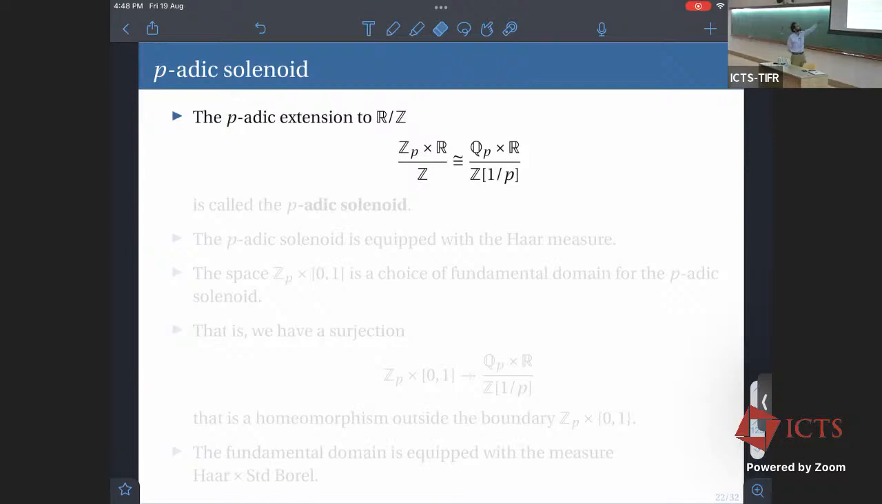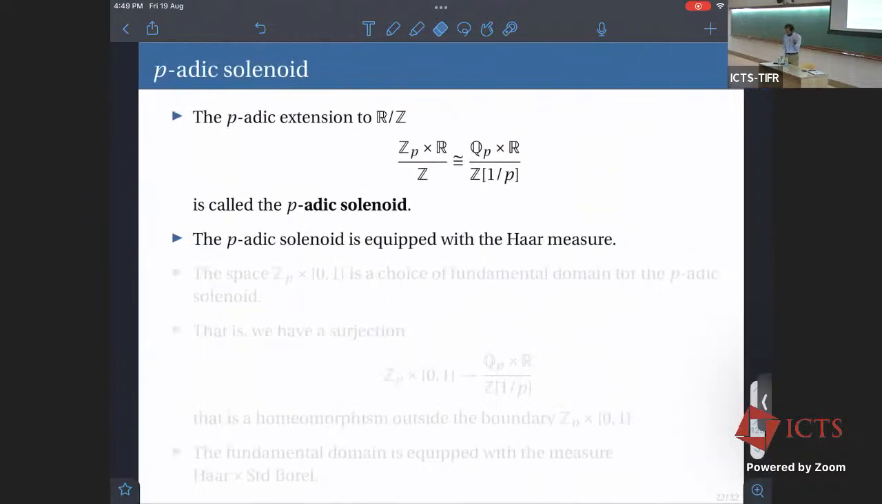So it's just, instead of R mod Z, I'm just going to look at Z_p cross R mod Z. And then you can check directly, using p-adic expansions, that it's isomorphic to Q_p cross R mod Z[1/p]. This p-adic extension is called the p-adic solenoid. It's a compact group, and so you can equip it with the probability Haar measure.